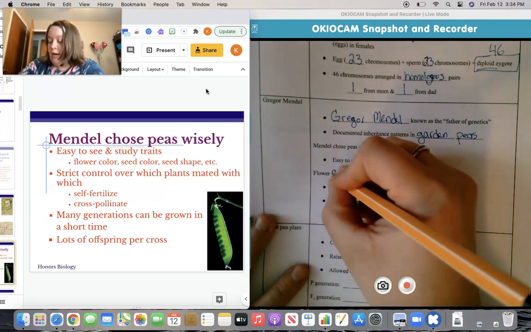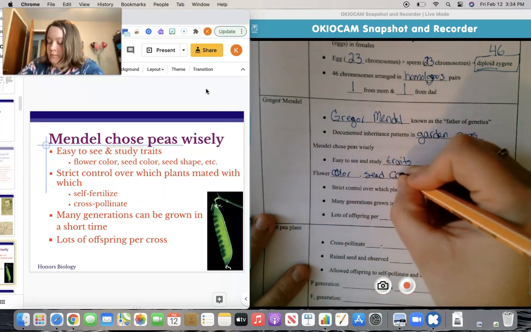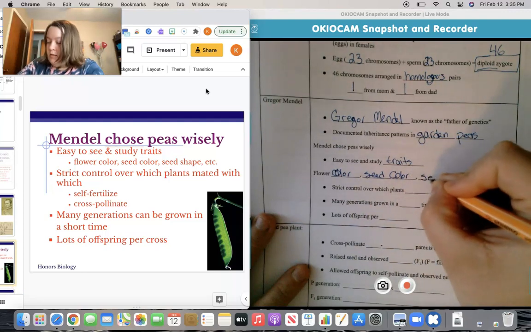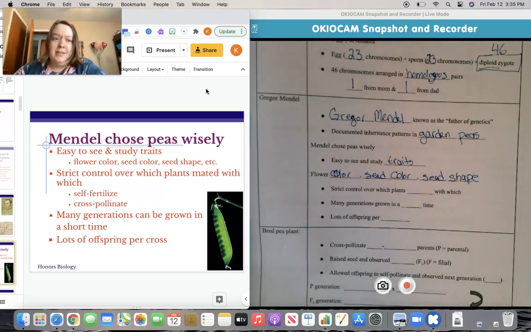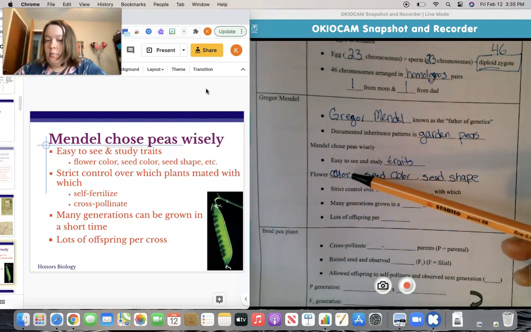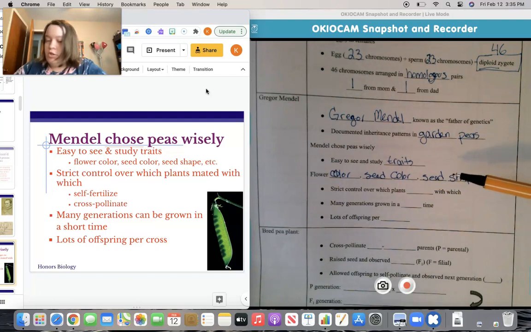Some examples are flower color, seed color, and seed shape. Now, he also looked at some other traits, like the height of the plant as well. We'll talk about some of those traits that he looked at a little later. But all these traits are either-or traits. The flowers are either purple or white. The seeds are either yellow or green. The seed shape is either round or wrinkled. There's no mixing of traits. It was an either-or situation, making these traits very easy to study and examine.